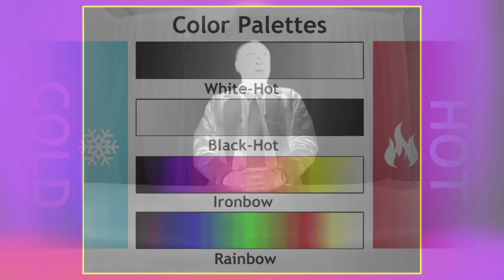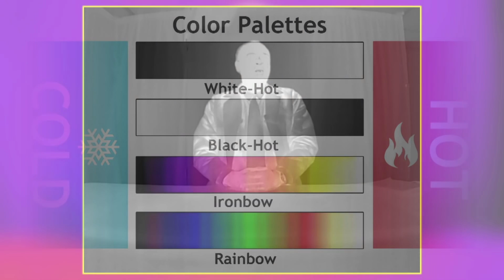A chart labeled Color Palettes. At left is a vertical bar labeled Cold and colored light blue. At right is a vertical bar labeled Hot and colored red. In between are 4 horizontal bars. Top bar is labeled White Hot with a color gradient from black to white. Second bar is labeled Black Hot with a color gradient from white to black.